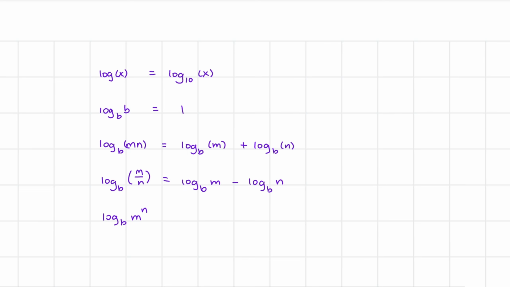And then here's the power rule. Whenever you have a log raised to a power, you can always move that power in front of the expression. So log base b of m to the power of n would become n times log base b of m.